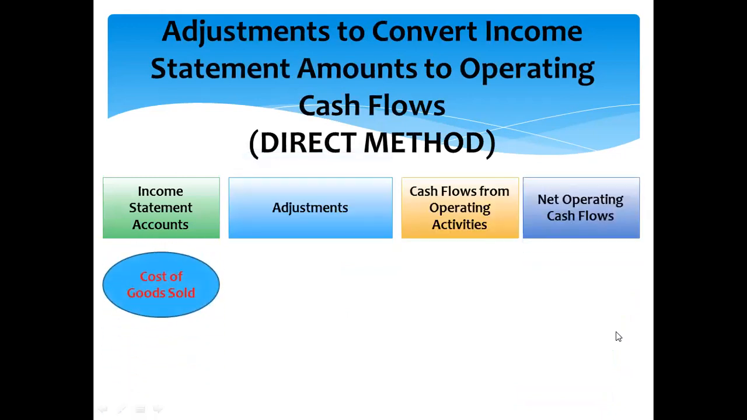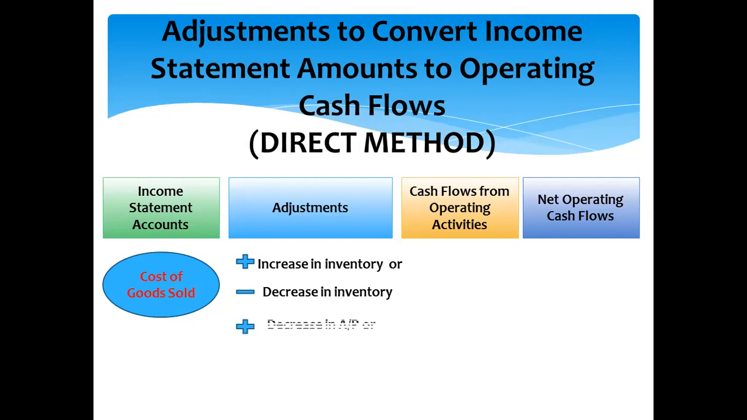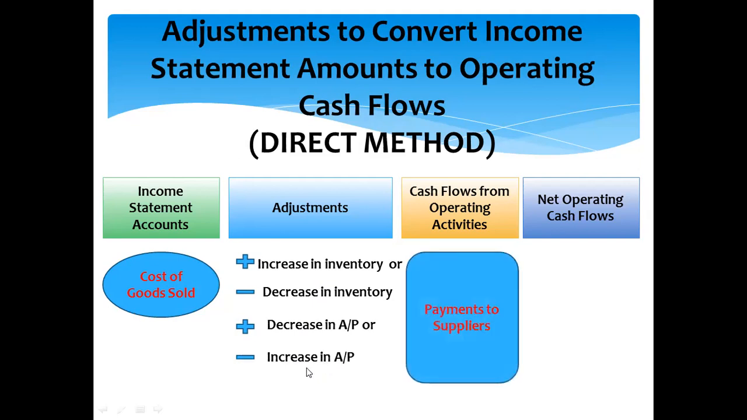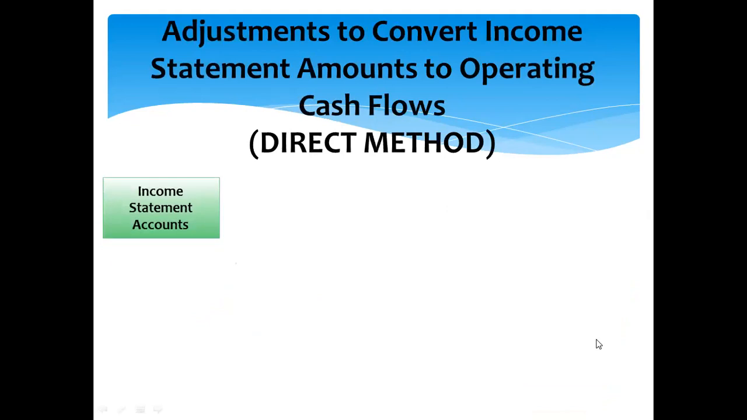Another is cost of goods sold. All right. So you add if there's an increase in inventory, or you deduct if there's a decrease in inventory. So cost of goods sold is for merchandising and manufacturing businesses. For service business, there's no cost of goods sold. You add if there's a decrease in accounts payable, or you deduct if there's an increase in accounts payable. So that's payments to suppliers. So that's cash outflows from operating activities.